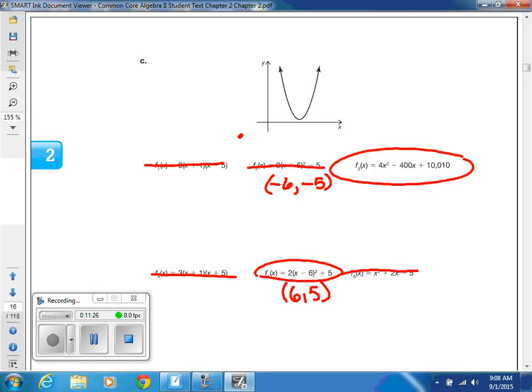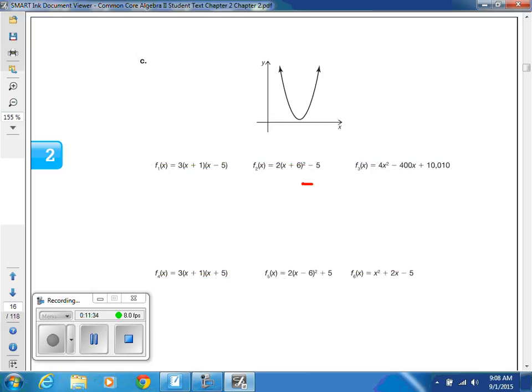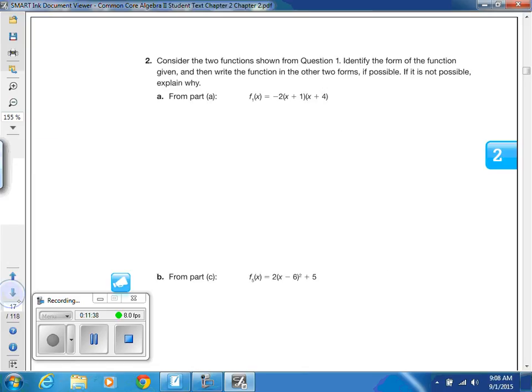Alright, let's look at the next page. We're going to go from the two forms to standard form. Okay, what form is that called? Factored form. And what's standard form? What's it look like? Ax squared plus bx plus c, right?